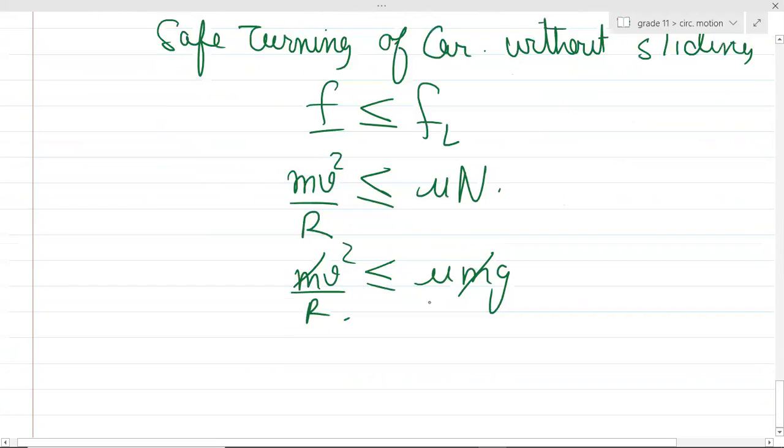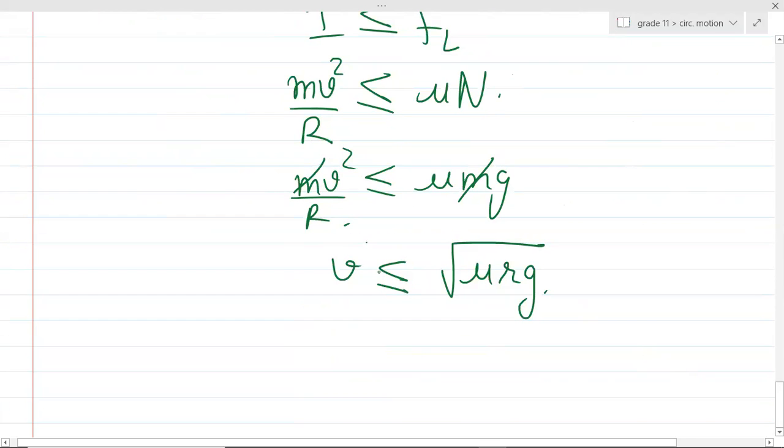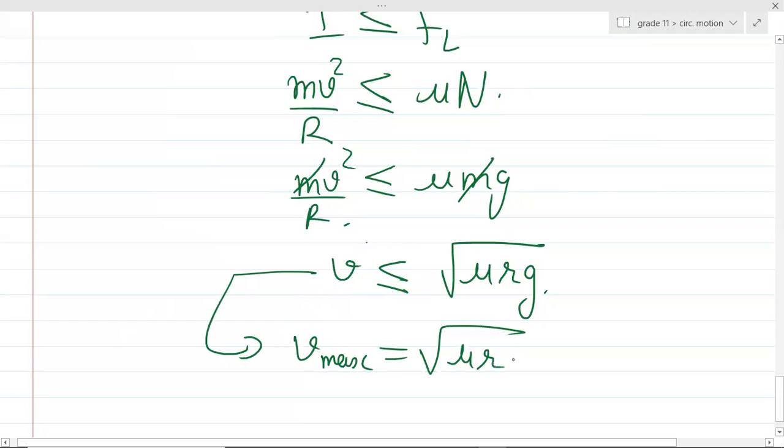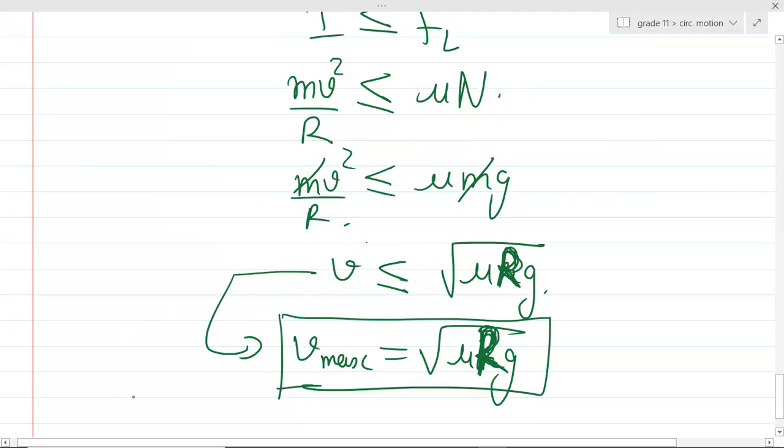m will get cancelled out, and from here v is less than or equal to under root of mu r g. So basically the minimum speed, sorry, the maximum speed. V maximum is equal to under root of mu r g. Please write it down as a note.